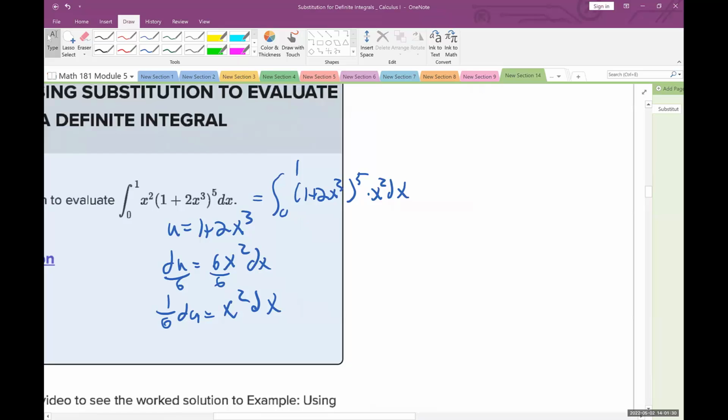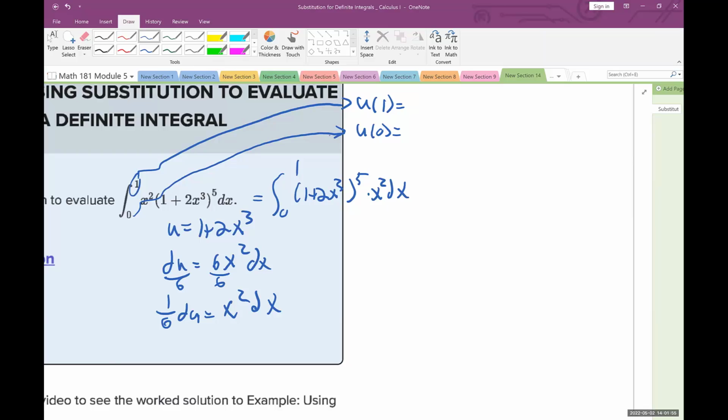Now, one other part to this is to look at the limits of integration evaluated through u. What do I mean by that? We take u and evaluate it at 1, and we take u and evaluate it at 0. These are just the limits of integration. There's no magic going on here. So u of 1 is what? We said u was 1 plus 2x cubed, so it's 1 plus 2 times 1 cubed, which is 3. And u of 0 is 1 plus 2 times 0 cubed, which is 1.